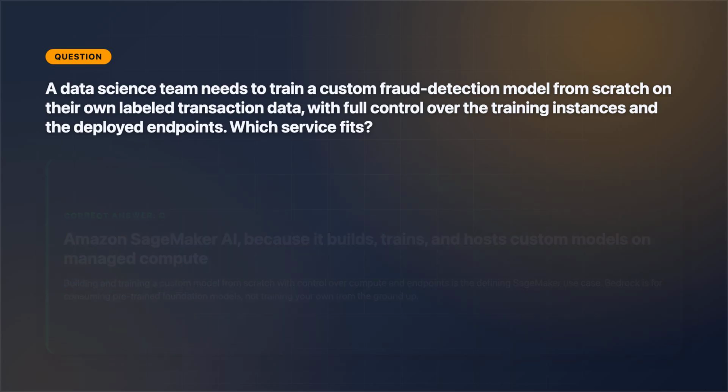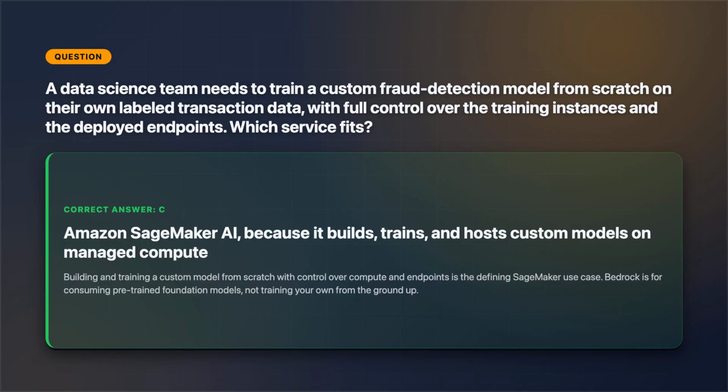It has to be C, and here's why. Building and training a custom model from scratch with control over the compute and the endpoints is the defining SageMaker use case. The signal words are build, train, and full control. Bedrock is for consuming pre-trained foundation models, not constructing your own from the ground up.